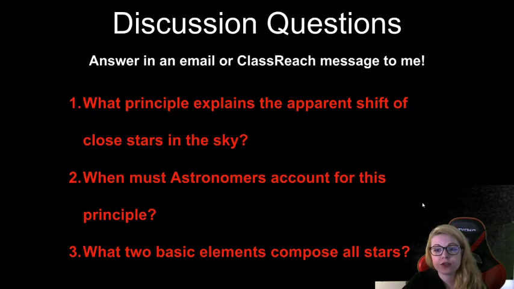All right, and so here's your discussion questions. You're going to answer them in an email or a class reach message, whatever is easier for you, and send them over to me so I can give you some credit for doing them. Number 1 says, what principle explains the apparent shift of close stars in the sky? So what principle explains that? And then when must astronomers account for this principle? So first you got to figure out what that principle is called, and when must astronomers account for this principle? And finally, tell me what 2 basic elements compose all stars.